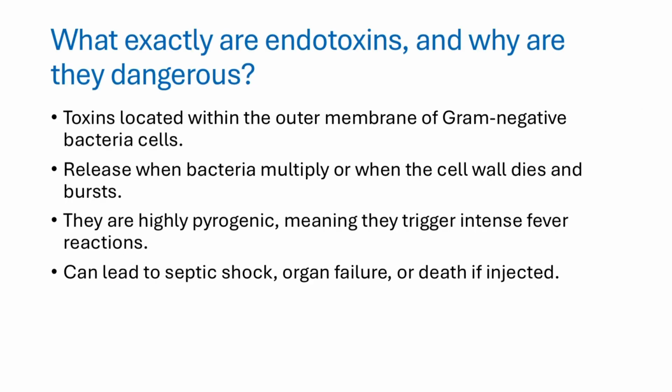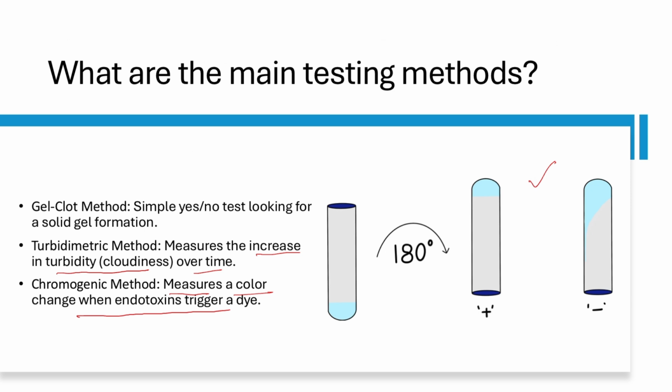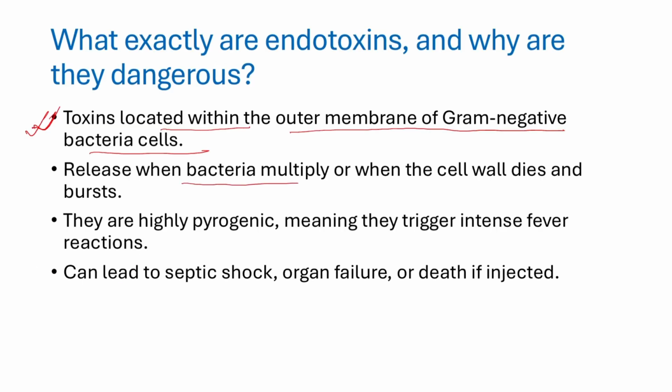So what exactly are endotoxins and why are they so dangerous? Endotoxins are located within the outer membrane of the gram-negative bacterial cell. Very, very important point. You should remember this. They are released when the bacteria multiply, or when the cell wall dies, or simply bursts. They are highly pyrogenic. It means they can trigger intense fever. Pyro means fever, and they can lead to septic shock, organ failure, death if injected.